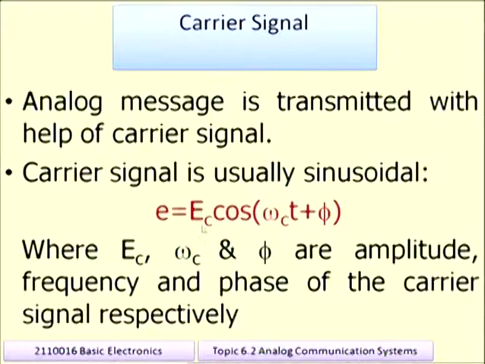If we modify the amplitude of the carrier, then it is known as amplitude modulation. If we change the frequency of the carrier, then it is known as frequency modulation. And if we change the phase of the carrier, then it is known as phase modulation. So these are the three important modulation techniques useful for analog communication.